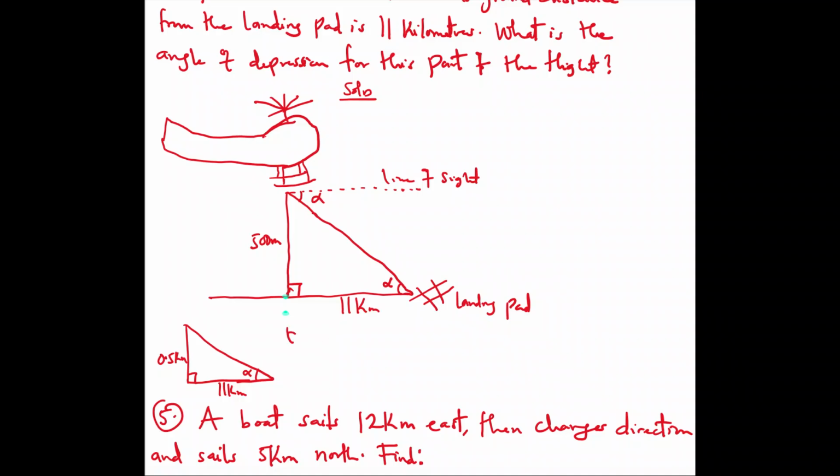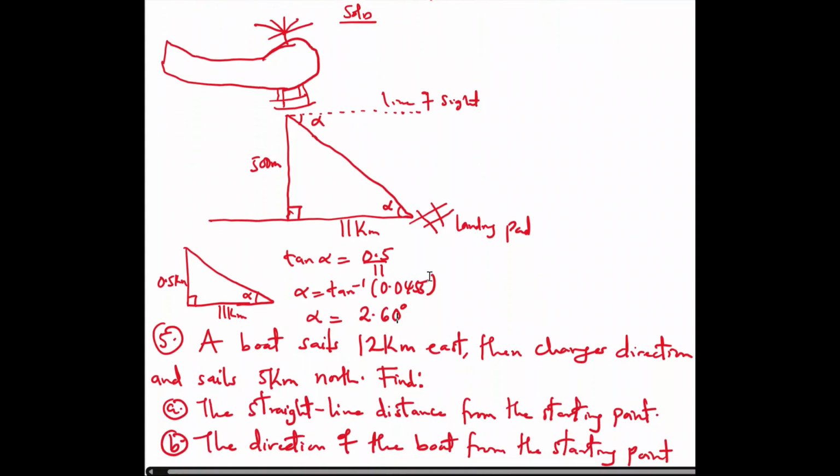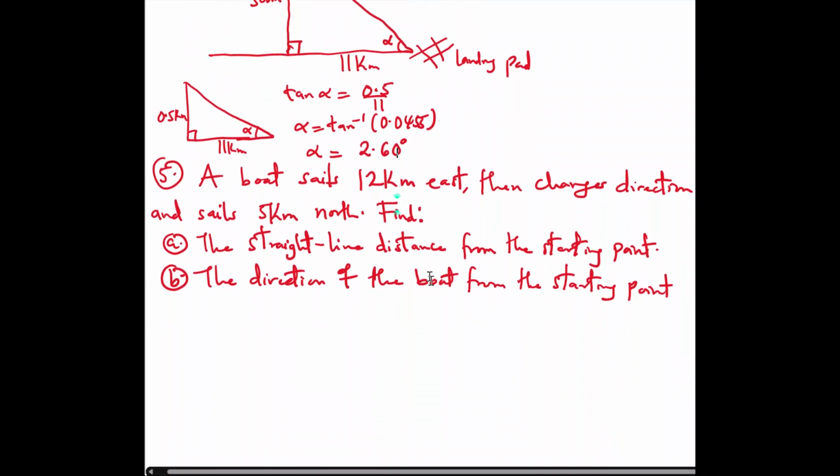So this is alpha. Since we are given the opposite and the adjacent, we are going to use tan. Tan alpha is equal to 0.5 divided by 11. If we do 0.5 divided by 11, that will give us 0.0455. Okay, so let's find arctan of 0.0455. That should give us 2.60 degrees. So that is the angle of depression for this part of the flight.